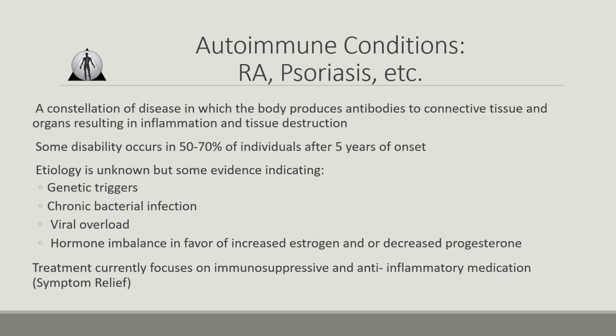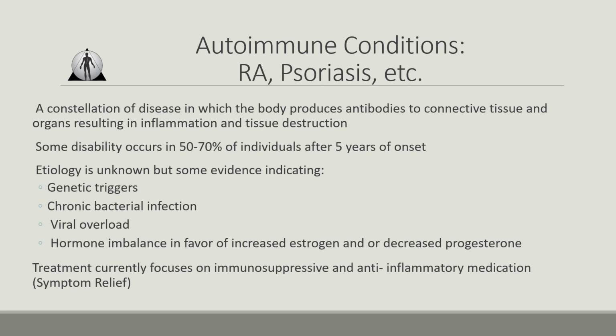In certain situations, when folks have chronic inflammation, it may be due to an autoimmune condition: rheumatoid arthritis, psoriasis, those types of things. They are a constellation of diseases in which the body produces antibodies to connective tissue and other organs, resulting in inflammation and ultimately destruction of tissues. Some disability definitely occurs in 50 to 70% of individuals after about a 5-year onset.